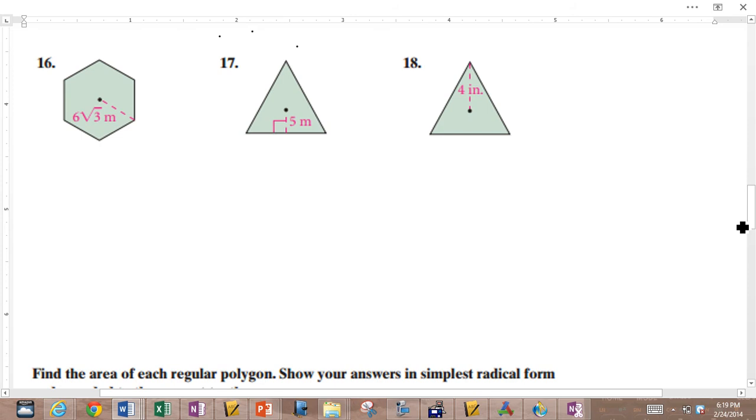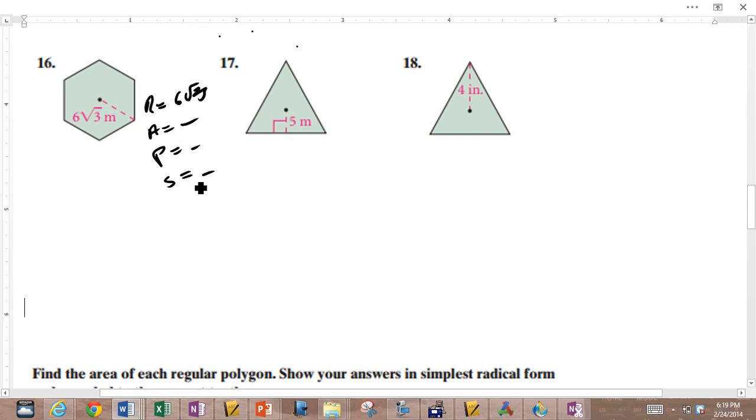16 is giving us the radius. So the radius of the polygon is 6 root 3. However, for the polygon, we need the apothem, which we don't have. We also need the perimeter, which we don't have. And we also need the side to find the perimeter. So we don't really have much, okay?